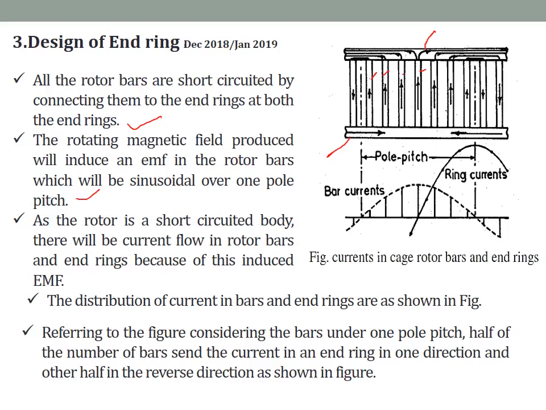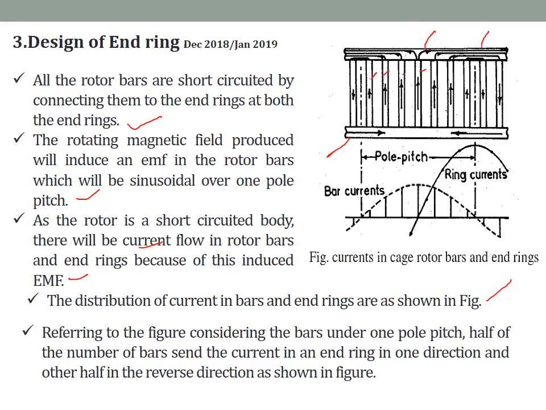As the rotor is a short circuited body, there will be a current flow in the rotor bars and end rings because of this induced EMF. Because all the rotor bars are short circuited through the end rings, when EMF is induced, it gets a closed path. So because of that, current will flow in rotor bars as well as end rings. Now the distribution of current in bars and end rings is shown in the figure.